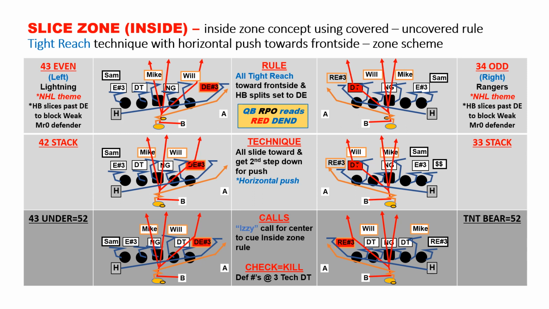A variation to our inside zone is a slice zone. It's exactly the same as split zone, except the H-back now will leave the defensive end on the backside, wrapping around or slicing around, blocking the Will backer inside to the Mr. Zero to the outside. We still use our tight reach technique, and we still use our Izzy call. The signal will tell the halfback to slice, and the quarterback now will read the defensive end, making this a triple option type concept.